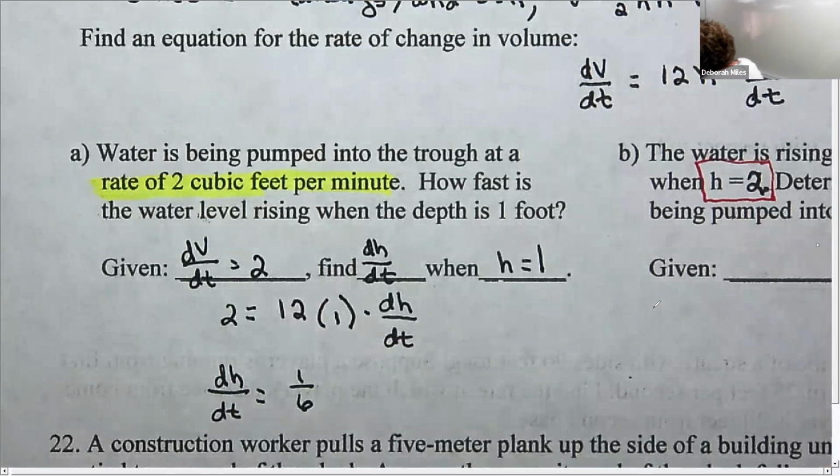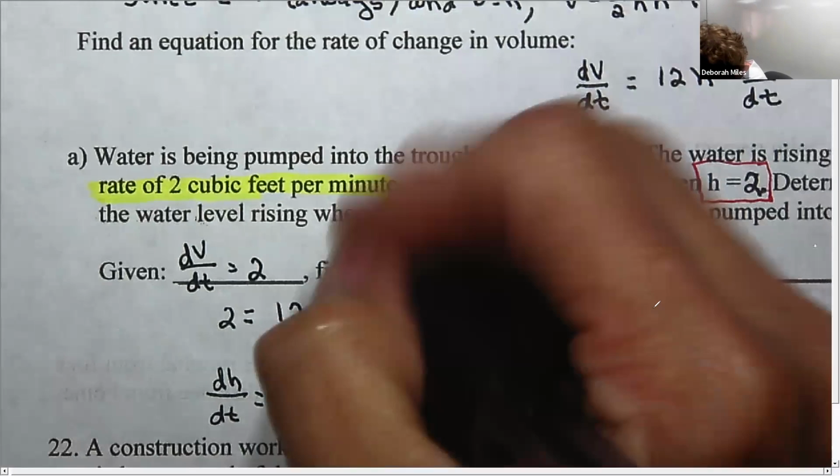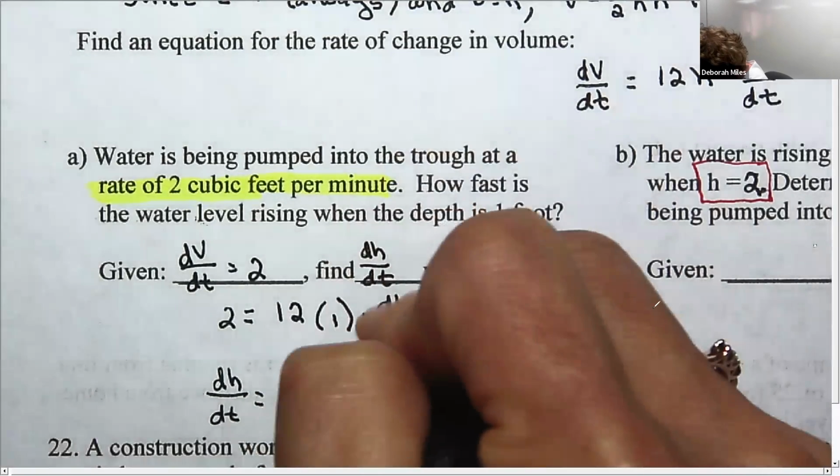What are the units on that? What have we found? It's not cubic because that's not a change in volume. The height is just measured in feet. So it's feet per minute. 1/6 of a foot per minute.